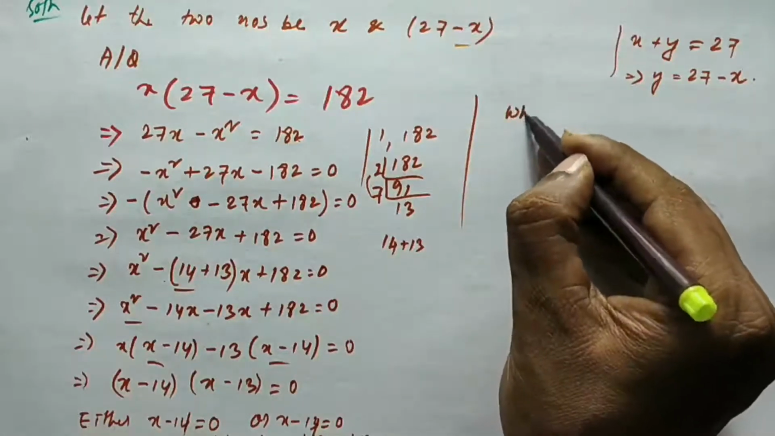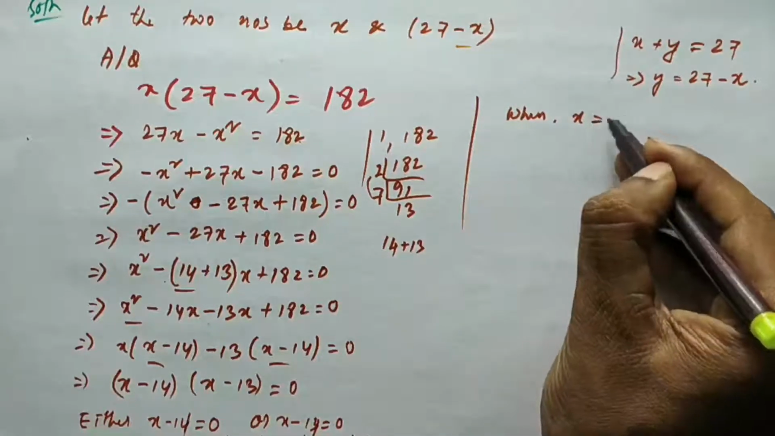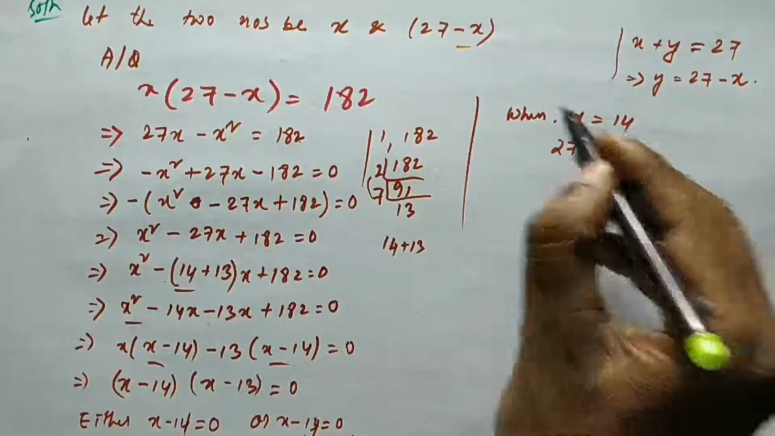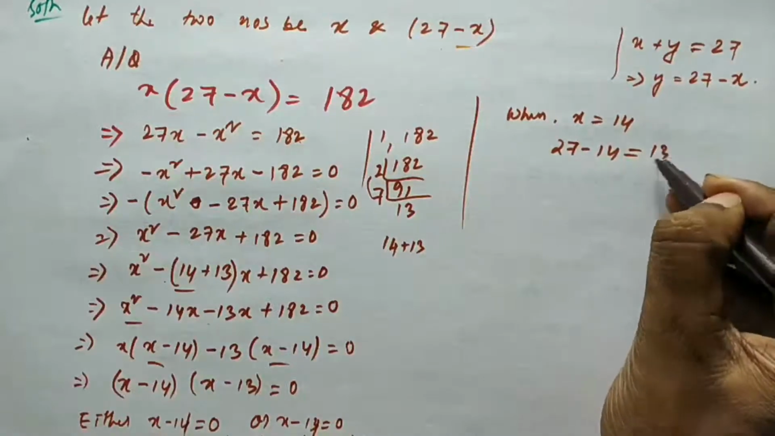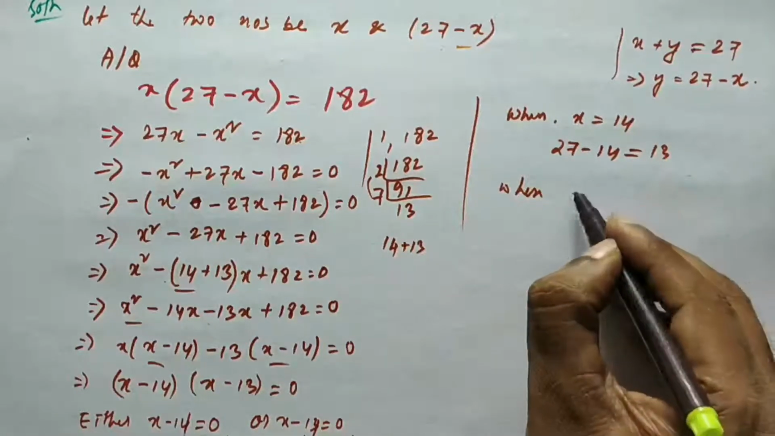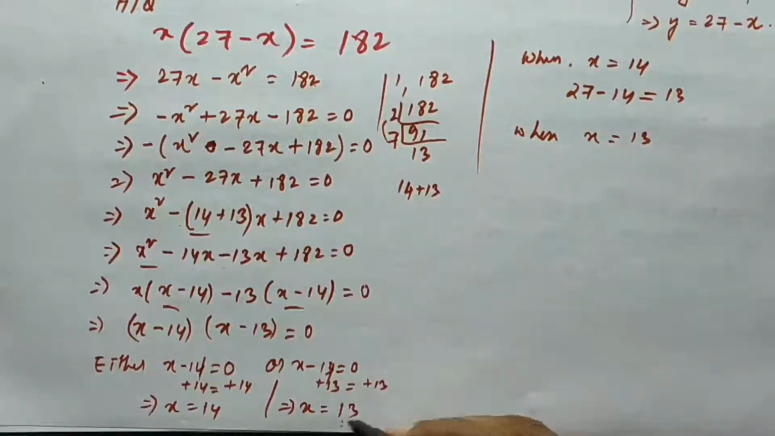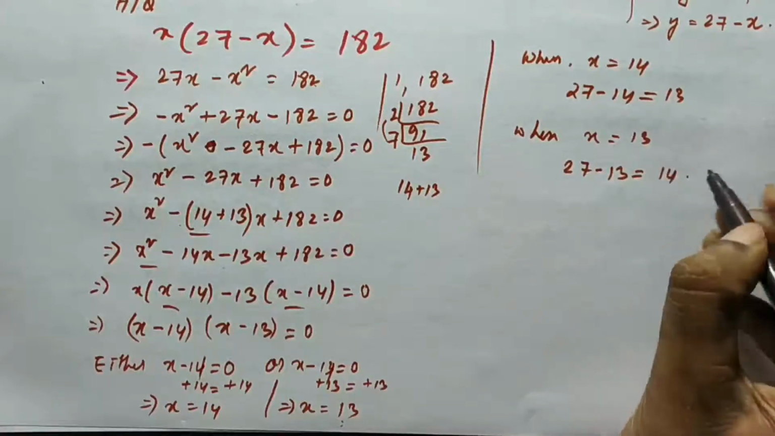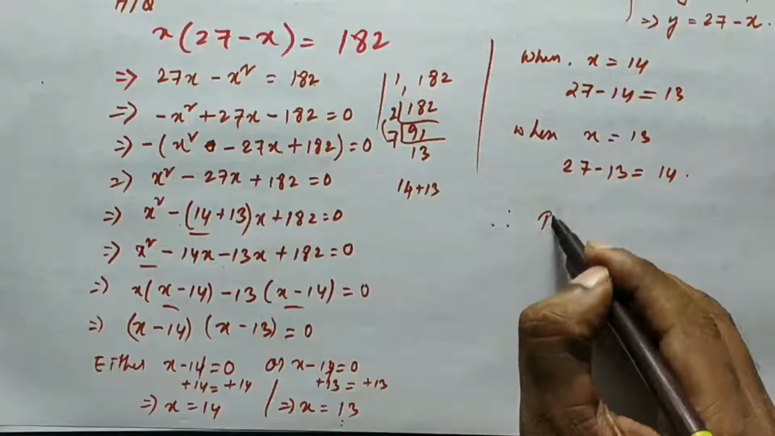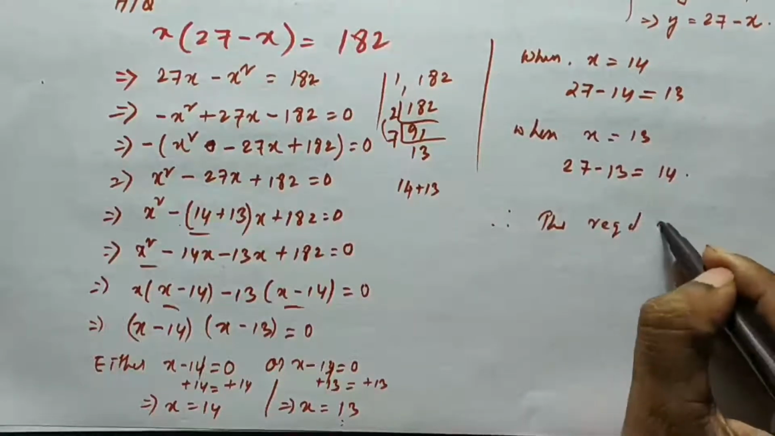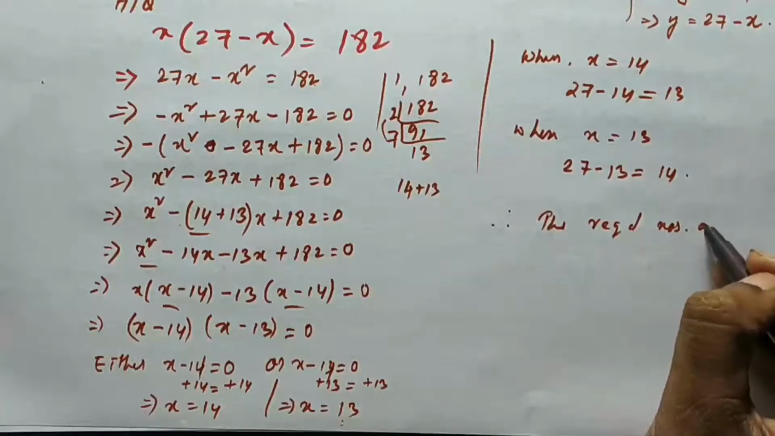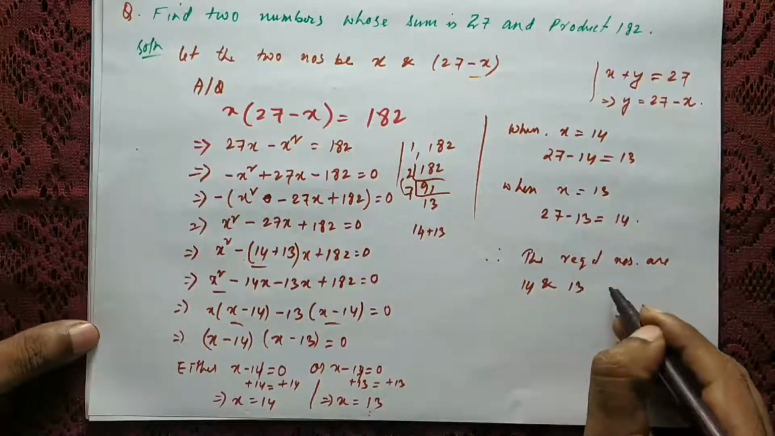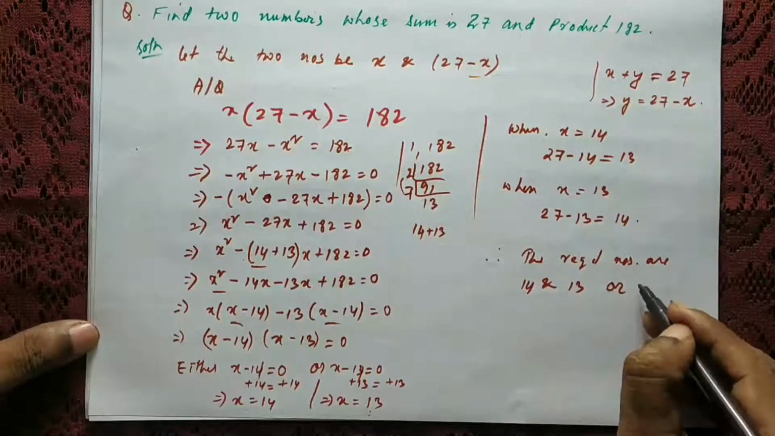And x equal to 14, we have 27 minus 14, this one, is 13. When x equal to 13, this second one we take it, so 27 minus 13 is 14. Therefore the required numbers are 14 and 13, or 13 and 14.